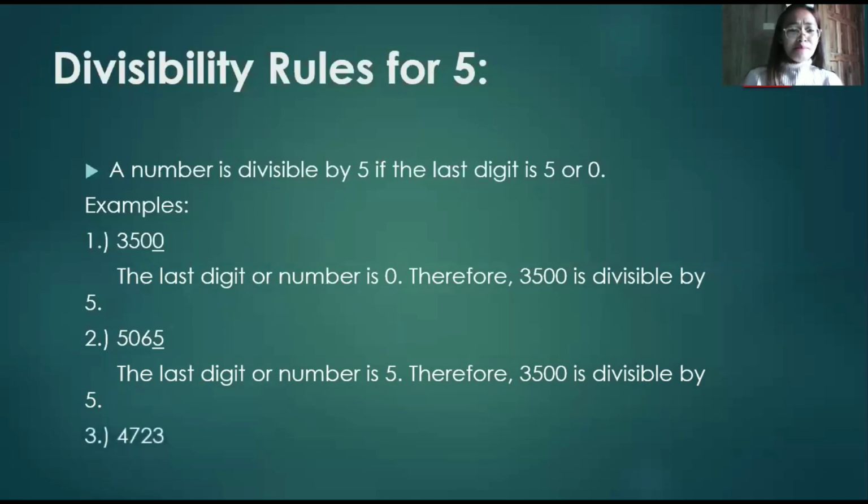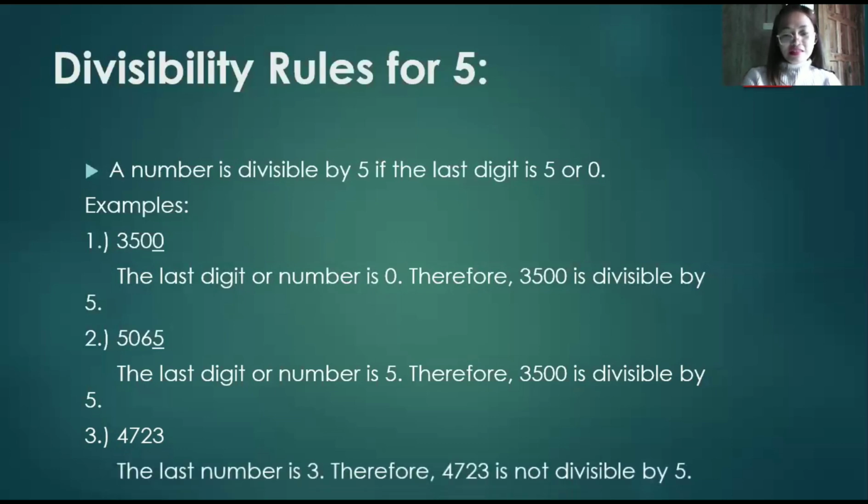Okay, next example, 4,723. The last digit is 3. So it does not fit our rule that the last number must be 5 or 0. Therefore, 4,723, the last number is 3, so it is not divisible by 5. So, did you get it, class? What do we remember? Whenever a number is divisible by 5, its last number must be 5 or 0.